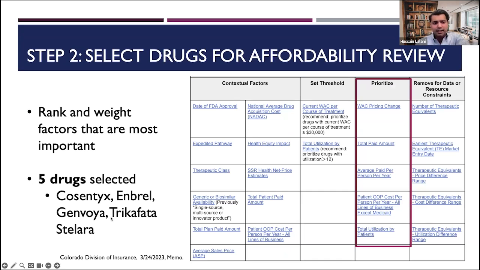And just to give you a sense, if you may not be familiar with some of these drugs, for example, Genvoya is a drug that treats HIV. Trikafta is a drug that treats cystic fibrosis. Cosentyx and Stelara treat a variety of different immunologic conditions, psoriasis, Crohn's disease, those types of things. And Enbrel is a really commonly used drug for many conditions, including rheumatoid arthritis, which is one of its most popular indications.